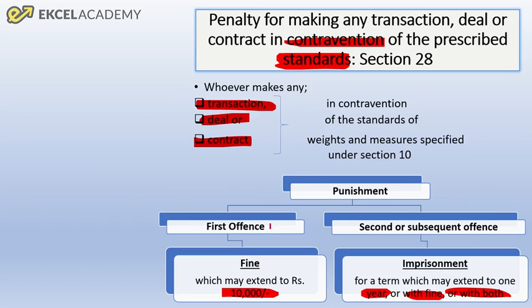Remember that even if you don't know what is the fine amount, it's okay, but you should know the headings of each of the sections.